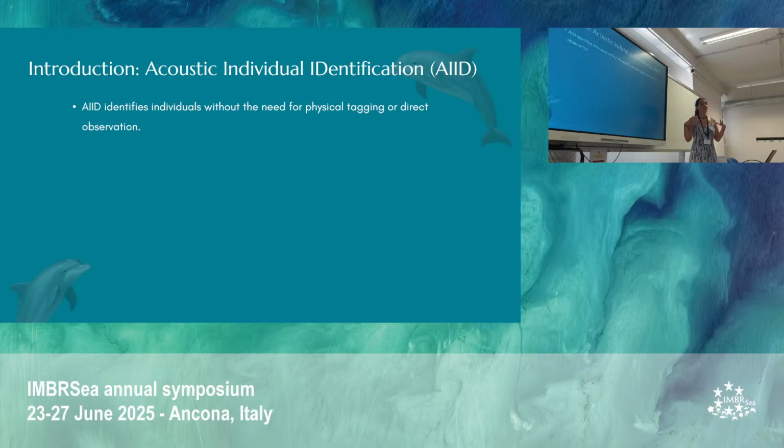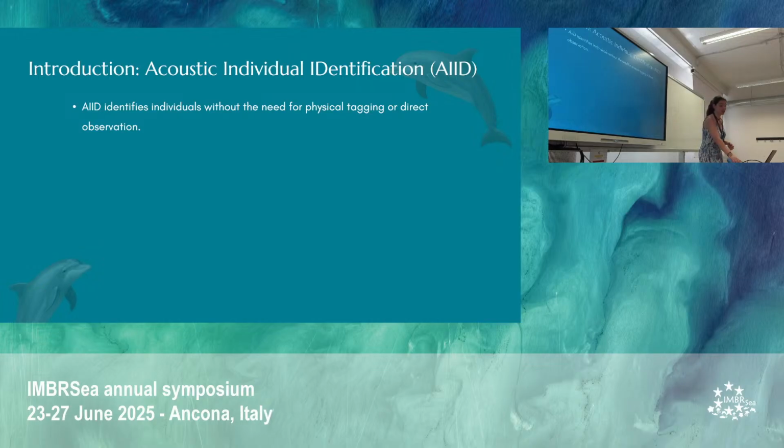One of these tools that is new in bioacoustics is acoustic individual identification, also called AID, that basically identifies unique vocal features of individuals without the need of physical tagging or direct observation, which are the traditional methods for identifying cetaceans. This tool is very interesting since it can allow us to monitor these individuals over time and over a range of space.